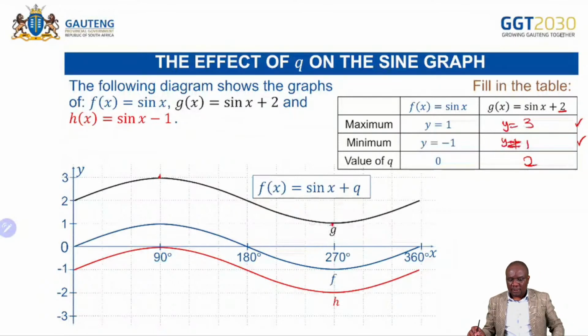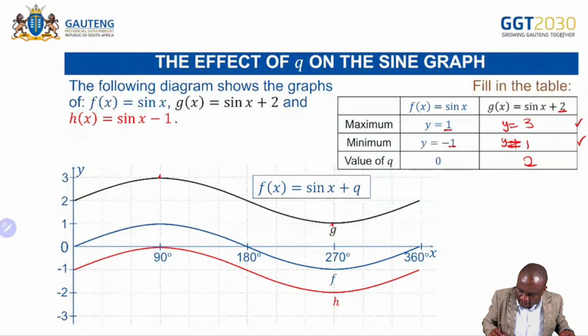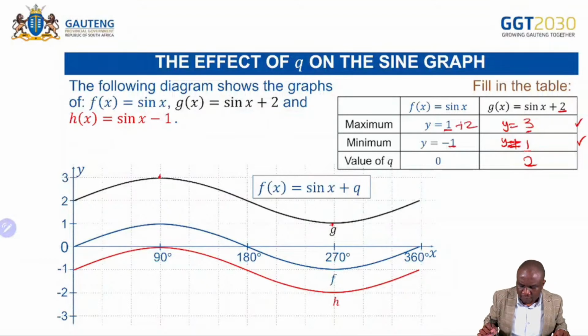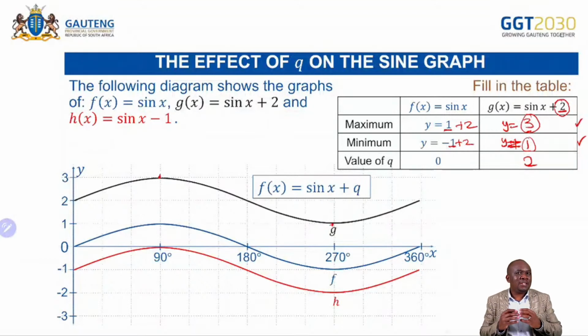Okay, now let's look at the maximum value of our original parent graph and the minimum value of the parent graph. What has happened to them to get the maximum and the minimum for our new graph g of x? Do you see that we've just said 1 plus 2? We've added the q value to get 3. And then negative 1 plus 2, and we get 1. So the y values are increased by q units. If q is 2, the y values are increased by 2.